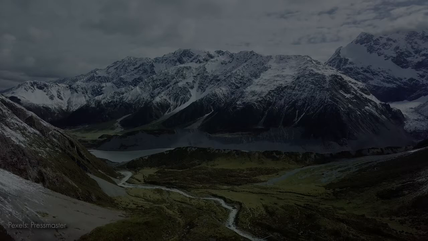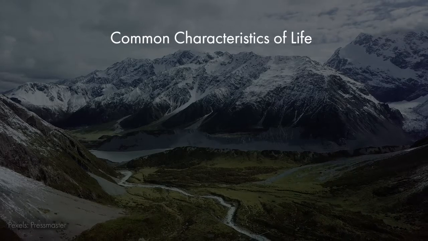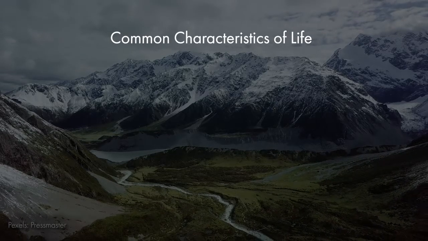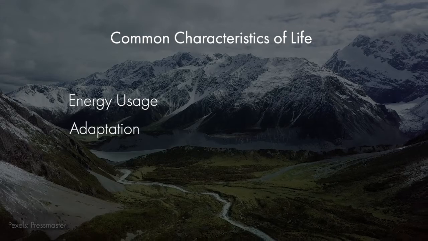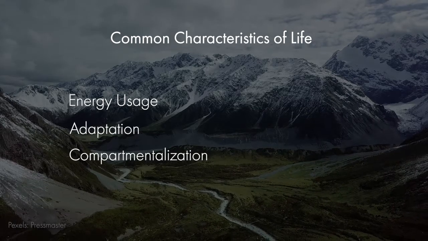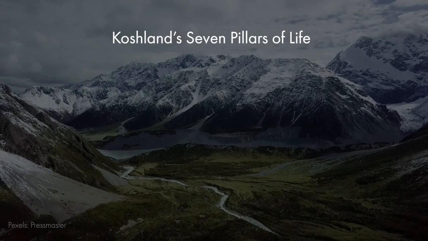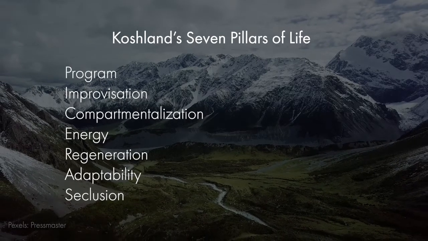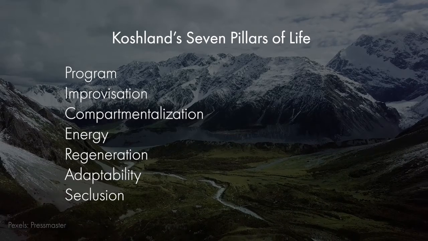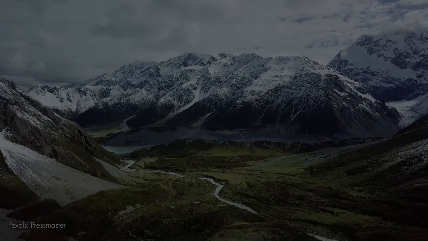You probably learned about the definition of life by identifying common characteristics of life. Characteristics like energy usage, adaptation, and compartmentalization of chemical processes. The most famous list is Koshland's 7 Pillars of Life. But if you stop and think, a list of characteristics isn't a definition at all.